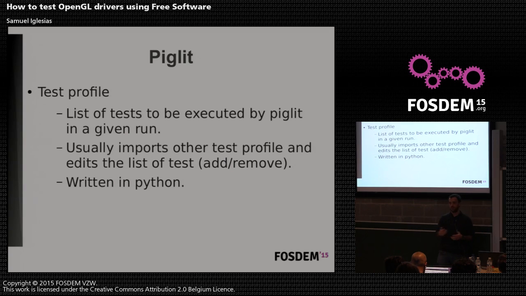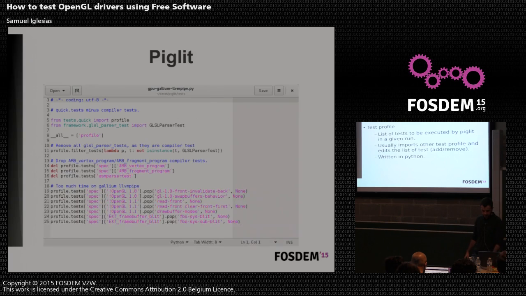But it's not always the case, as we are going to see in a few moments. They are written in Python, and this is one example that I actually did for one patch that I was testing on Gallium LLVM pipe. The first half of the file is exactly a copy of the GPU profile.